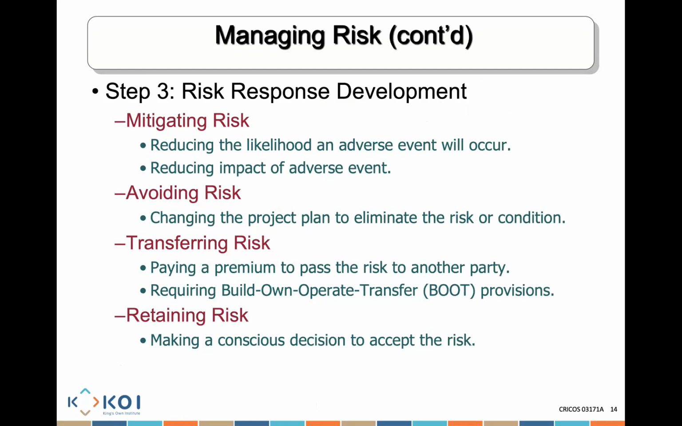Step 3 is about risk response development. What is that? Well, it's about really looking at that particular risk and developing a particular response. When I talk about developing responses, there are various responses I could develop. For example, I could mitigate a particular risk, which is to reduce the likelihood an adverse event will actually occur, or reduce the impact of an adverse event.